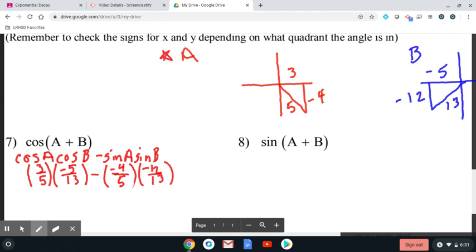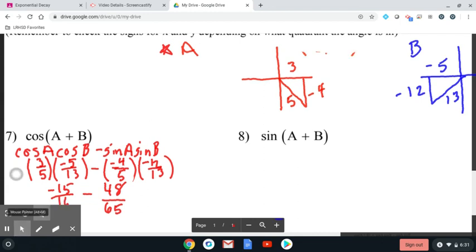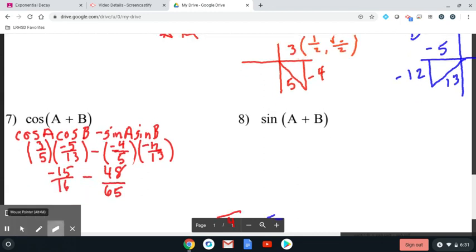All right, so now that you're here, we just want to multiply. So we're going to end up getting a -15 over 65. Drop down our minus sign. We get 4 times 12, that gives us 48. They're both negative, so it's going to turn into a positive 48 all over 65. Why did I write 16 over here? Sorry, guys. That should be a 65.